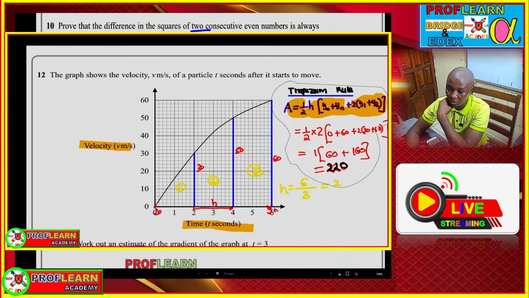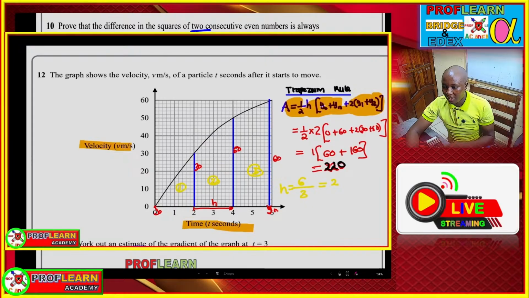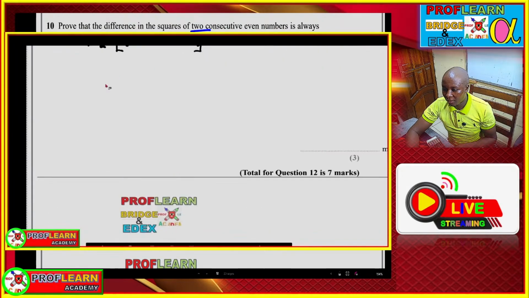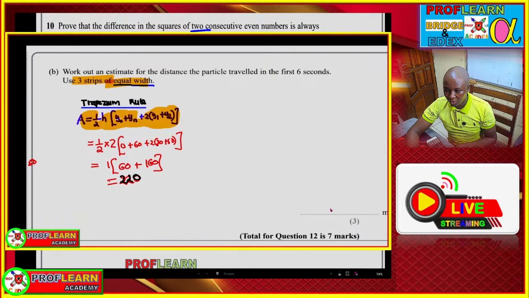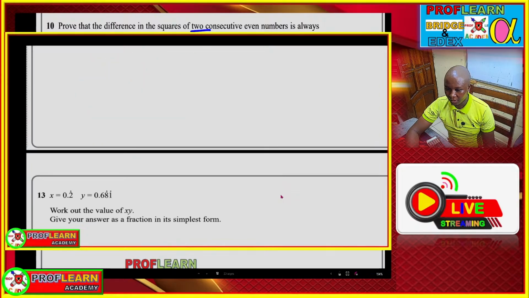Let me transfer this part down there so that we can have all the steps shown in this space that was provided. So basically our answer is going to translate to 220 meters.